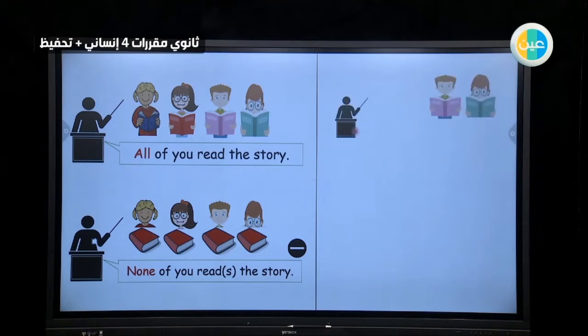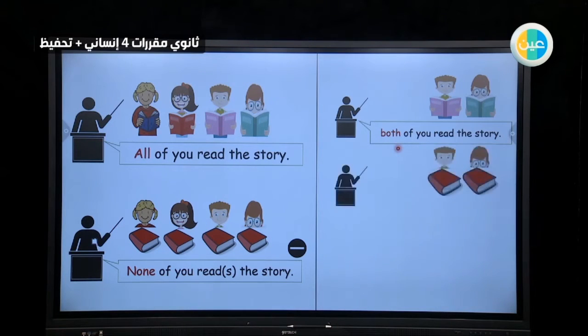Let's move here. We can see also the teacher, but how many students do we have here? We just have 2. "Both of you read the story." The teacher is talking to only 2 students. Both of you is used for 2 people or 2 things or 2 ideas. Also we can see here, "Neither of you read or reads the story." Neither. How many students can we see here? Only 2. So we have here both and neither.